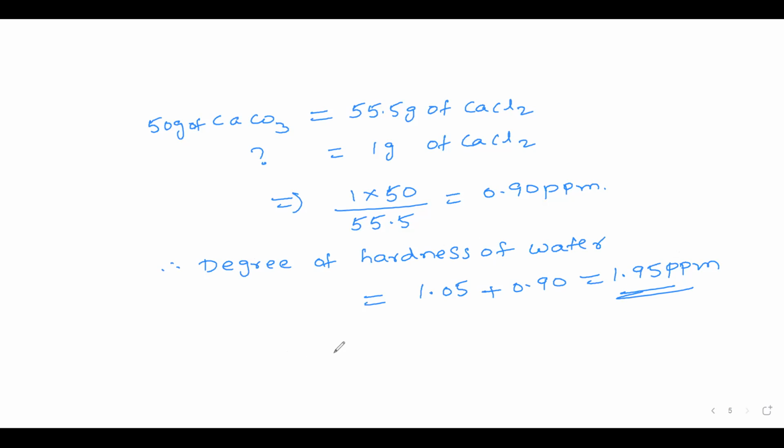In the given sample, we have to find simply the amount of calcium carbonate in 10 to the power of 6 parts of water. We have to see that it should be 10 to the power of 6 parts of water, not 1 liter of water or 1 kg of water. It should be 10 to the power of 6 ml of water or 1000 liters of water. Then only you will get it correct. So, in this way, you have to do the degree of hardness of water.